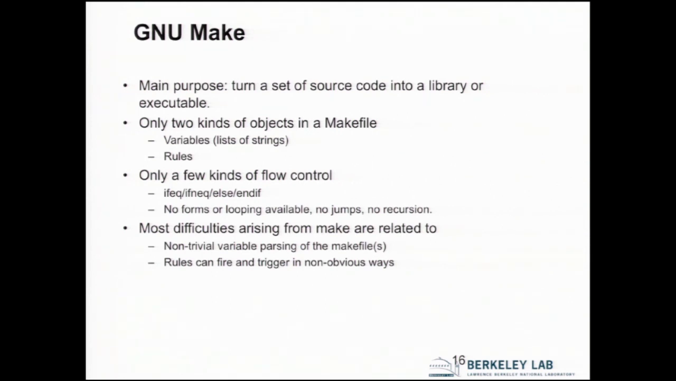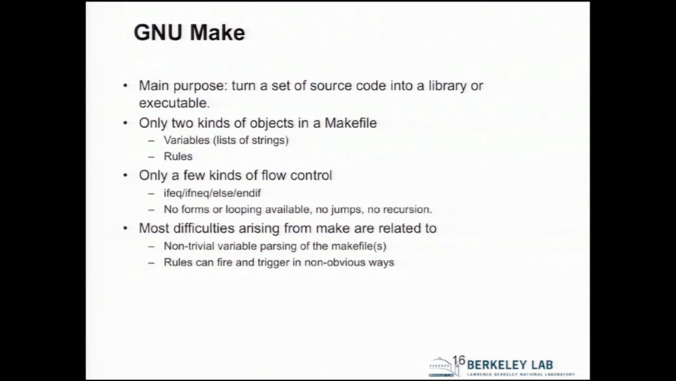The purpose of Make is to turn the source code into a library or an executable. In a Makefile, you can only have two kinds of objects. There are no loops, there are no logical constructs, you only have variables and you have rules. The only flow control you can have is branching, which you can do with ifeq, ifneq, else, endif, etc. You cannot go back to any starting point.